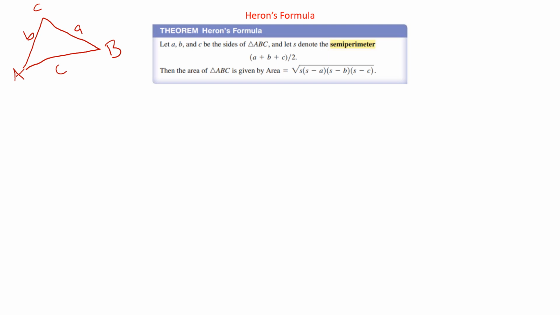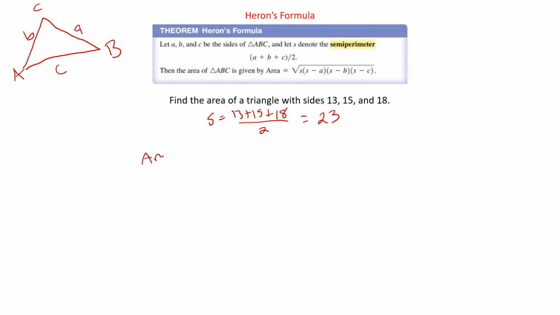What does that look like? We have a triangle with sides 13, 15, and 18. So first we want to find s. 13 plus 15 plus 18, divide by 2. So that'll be 46 divided by 2, which is 23.